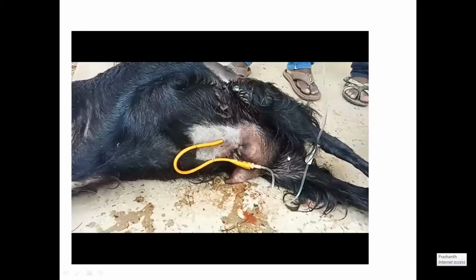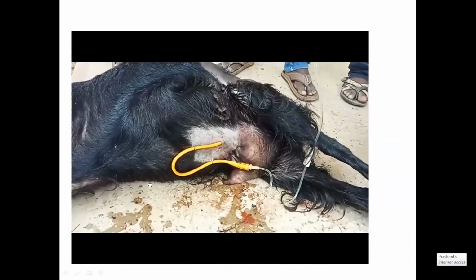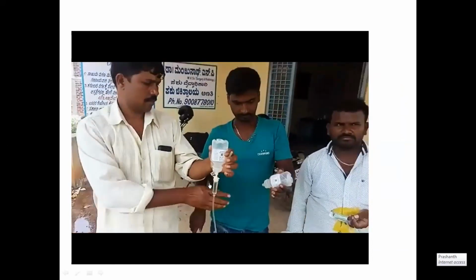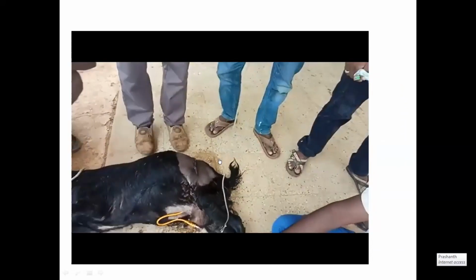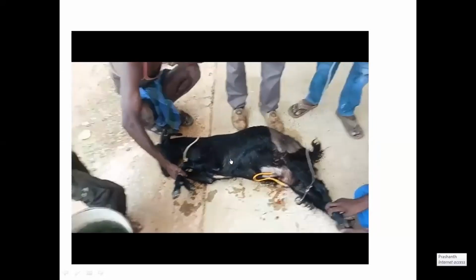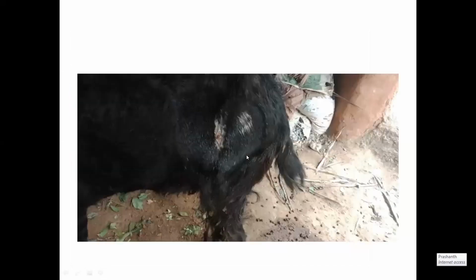So the main thing I did is, after lavaging, I inserted one Foley catheter into the abdomen. I lavaged the abdomen with metronidazole, since I suspected peritonitis had set in. I lavaged the animal for 3 days with metronidazole or normal saline with the help of the Foley catheter. So this is after recovery. The animal recovered very nicely.